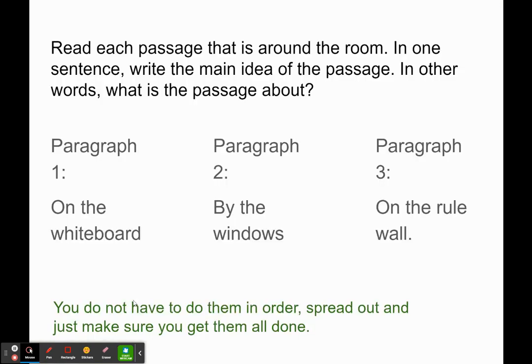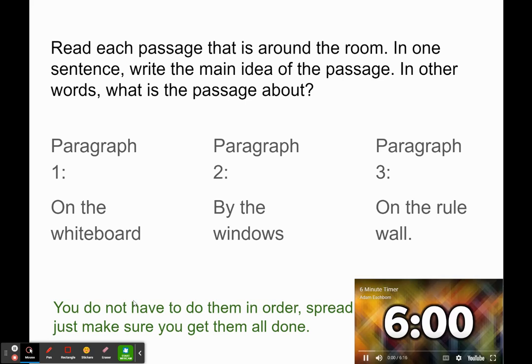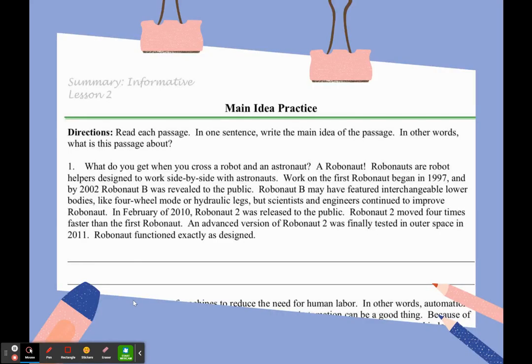Okay, so if you were in the classroom, we would do this and have you stand up and look at the different main ideas of each passage, but we'll just do it on here. So this paragraph, I want you to push pause, read it, and then push play once you think you have the main idea.